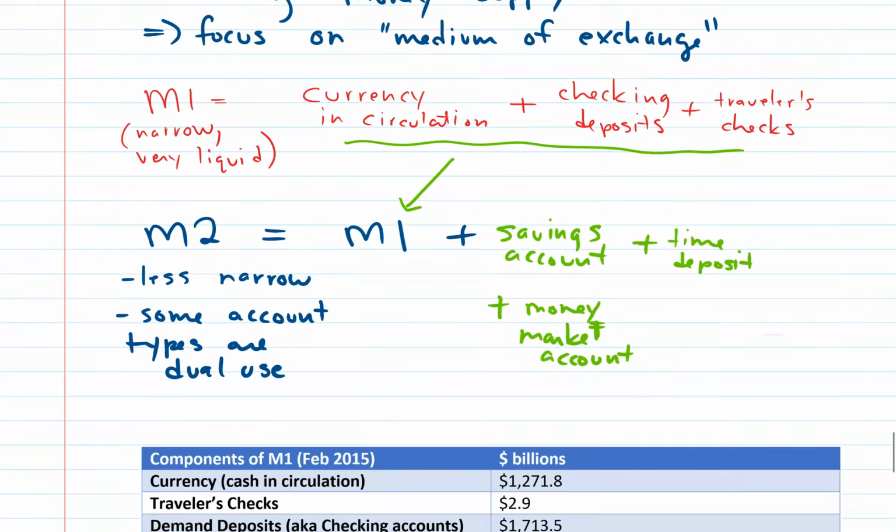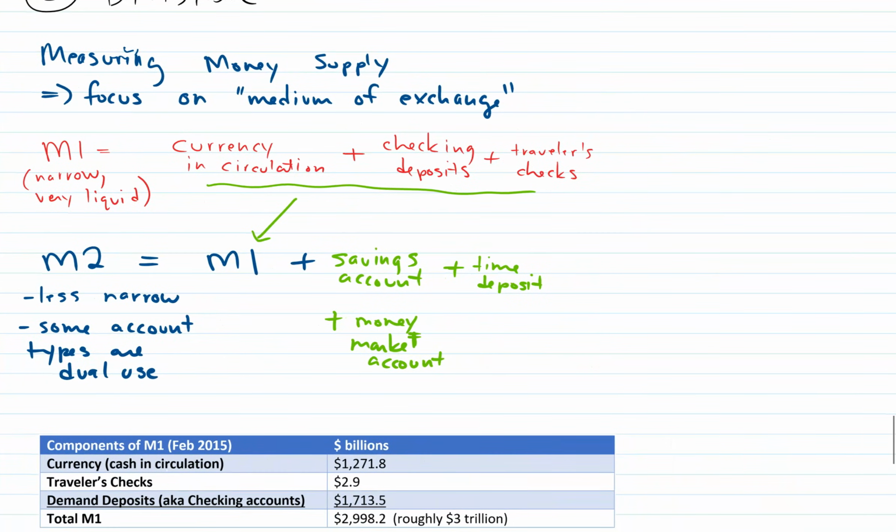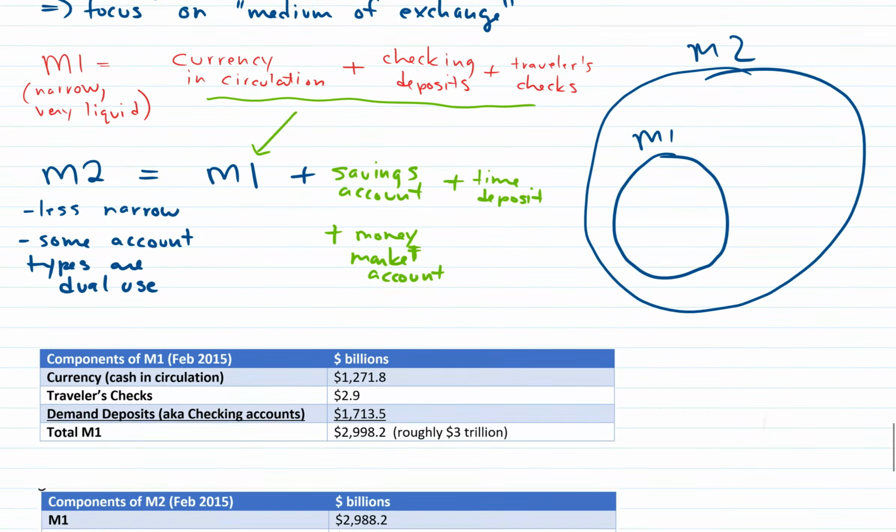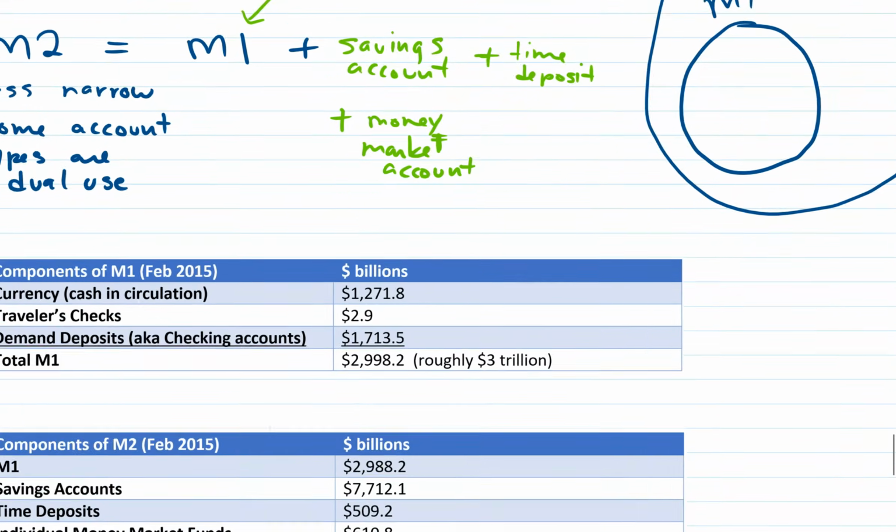Before I go on to the data, I can just show you a way to look at it. And there's another video that goes a little more into this. But we can think of this as our M1, and then this is our M2. Okay, so the M1 is contained within M2, something key to remember. All right, so let's go ahead and now look at the data.